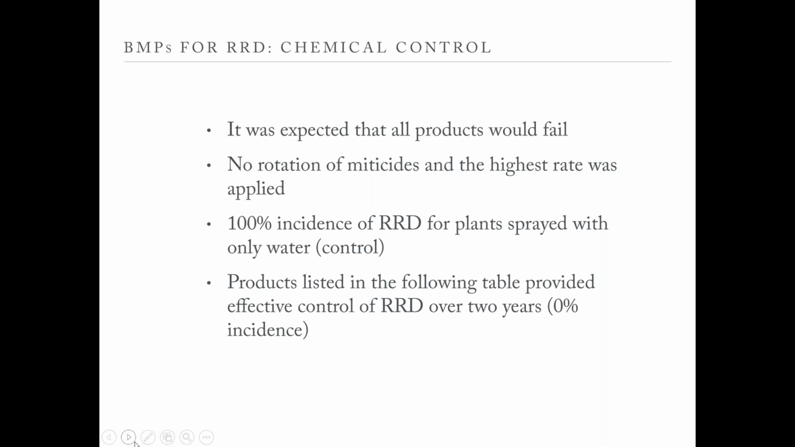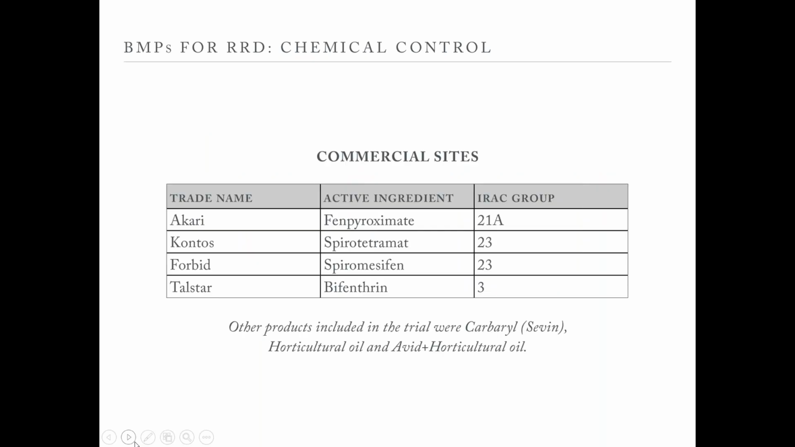In his trial, at the end of the 2-year period, 100% of the control plants developed rose rosette. By control, that meant they were sprayed with only water. The products that I'm going to show you in the following table provided quite effective control of rose rosette. They had 0% incidence at the end of the 2 years. You have them in front of you. I will read the 4 trade names of products that had 0% incidence after the 2-year period. They were Akari, Contos, Forbid, and Taustar.